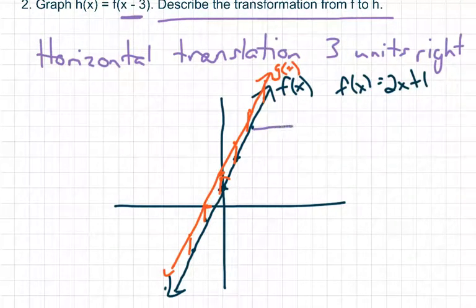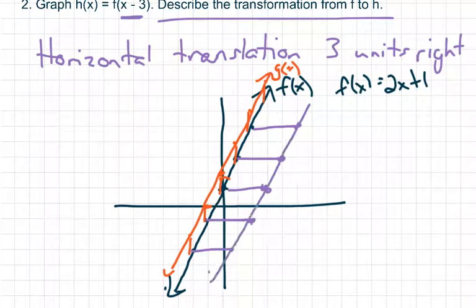So we go 1, 2, 3 units to the right, and again for each point, 3 units to the right, and we can make our new ordered pairs. Okay, we got those right there. Draw the line. This is h of x.